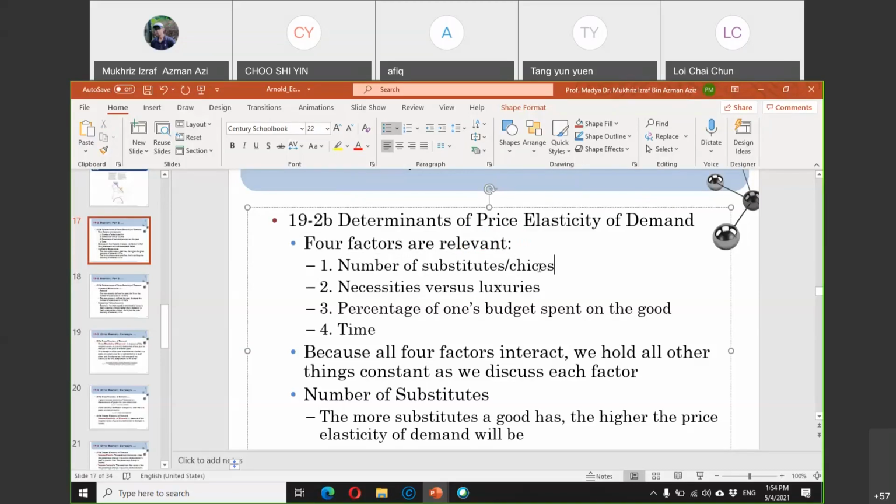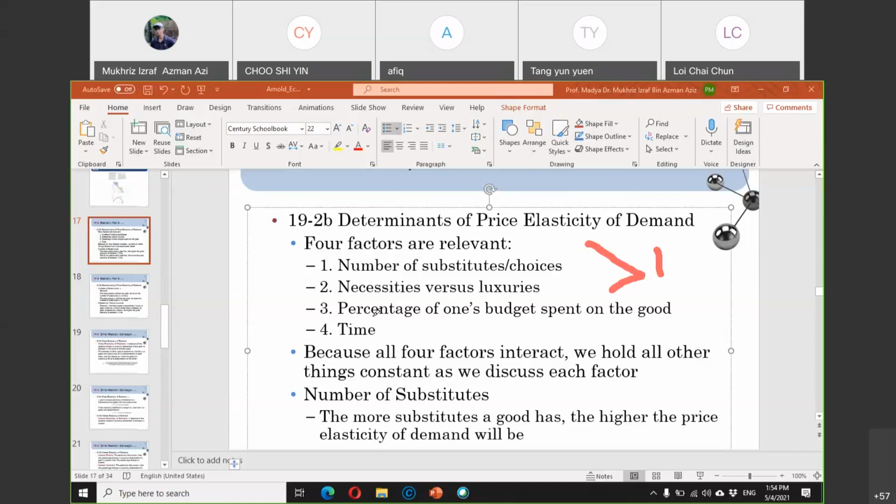The number of choices. The more choices you have, let's say you go to Shopee or Lazada, you want to buy a certain item, and you can see how many sellers are selling similar products, or with the same brand, or products that serve the same purpose. So the more choices that you have in terms of substitutes, demand will be more elastic. It means that the elasticity will be more than one, or in other words, elastic.